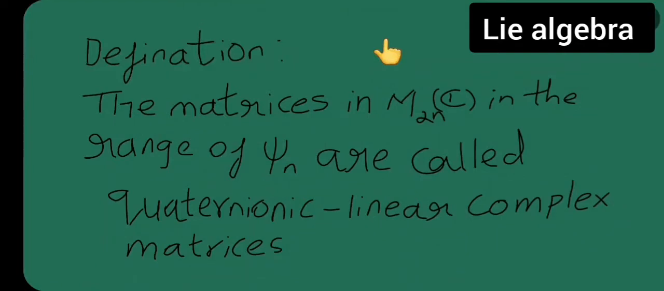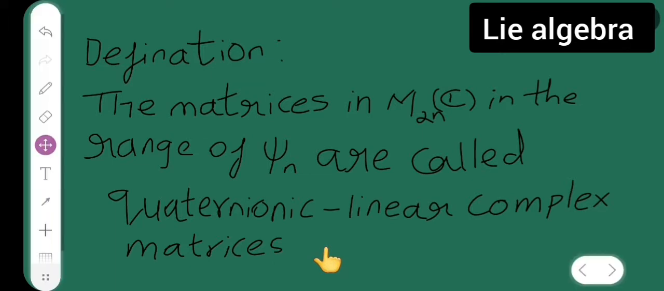This is my lecture 9 and I will start with the definition. The matrices in M2n of complex in the range of psi n are called quaternionic linear complex matrices. So you all have to know this definition.